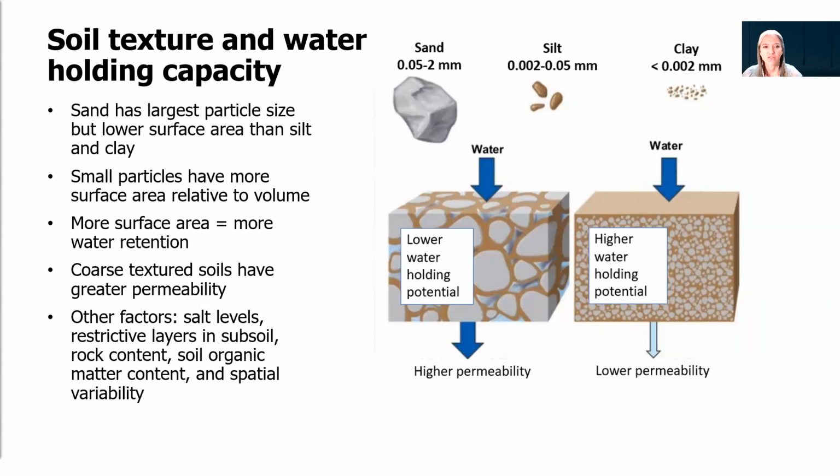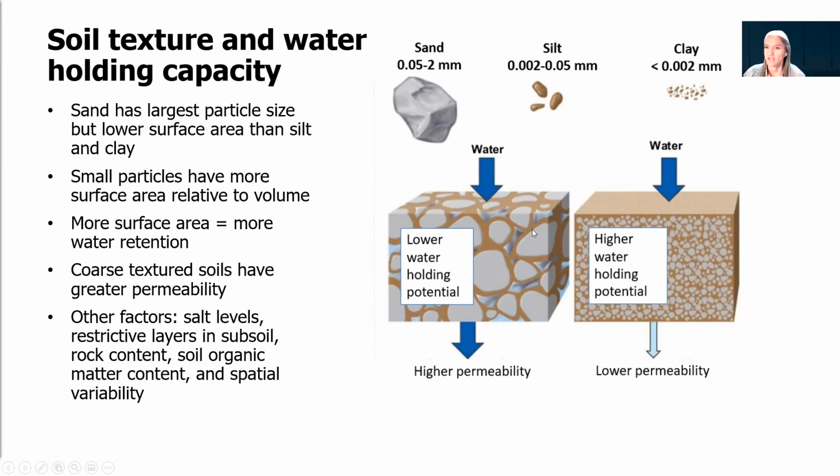As mentioned earlier, available water is mainly determined by soil texture. This is because soil particles of different size characterize different soil textures. Sand has the largest particle size, but it has the lowest level of surface area. It has a lower level of surface area compared to silt and clay. Small particles have more surface area relative to the volume of soil. When you have more surface area, you have more water retention.